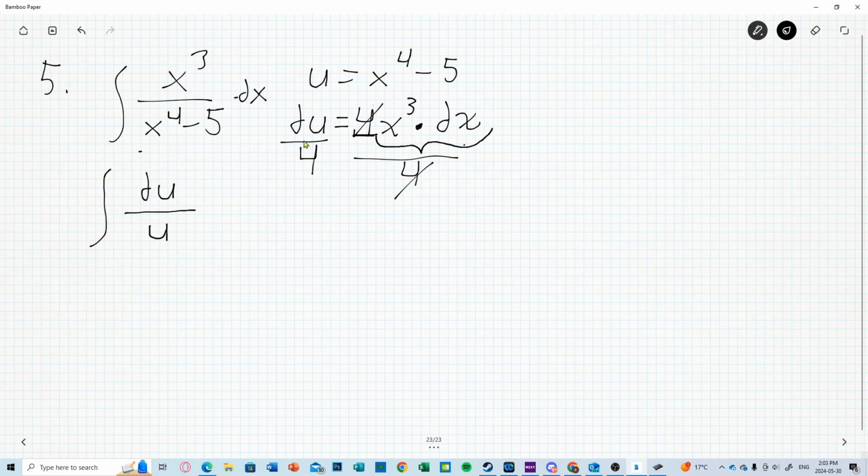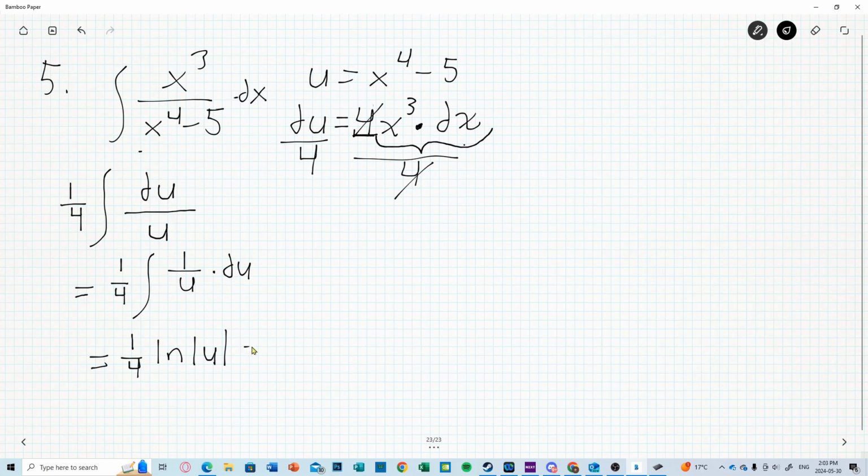And since we're dividing it by 4, that's just a constant, so we can put that in front of our equation. So now, to make it look even better, we're going to have 1/4 the integral of 1 over u multiplied by du, since that's the same thing as before. Now, this is just a simple integral. 1 over u is going to be 1 over 4 ln of the absolute value of u.